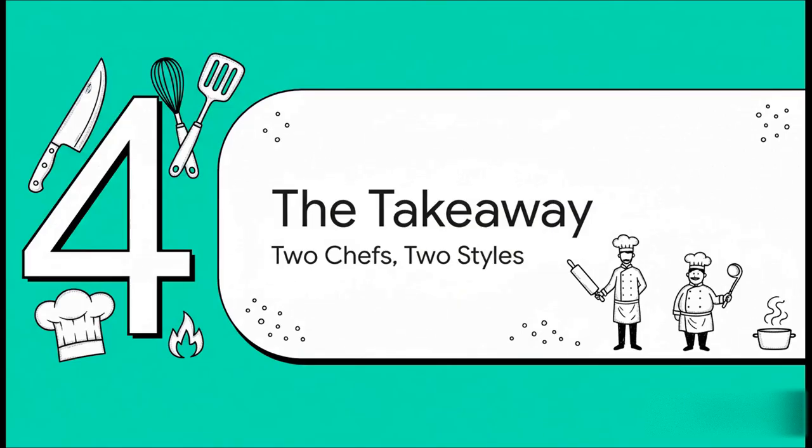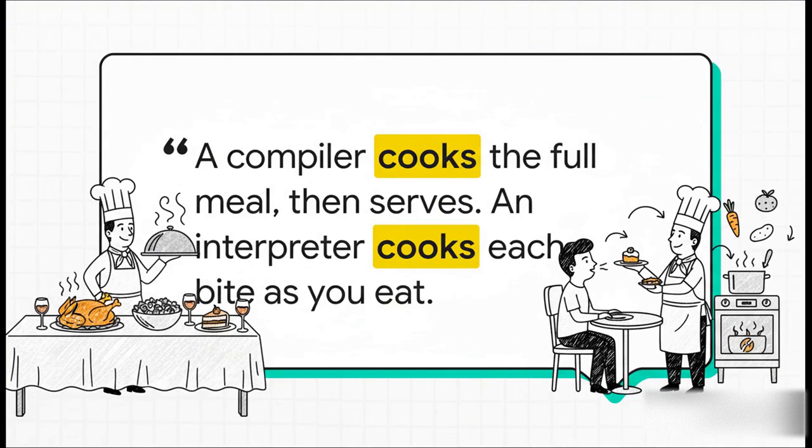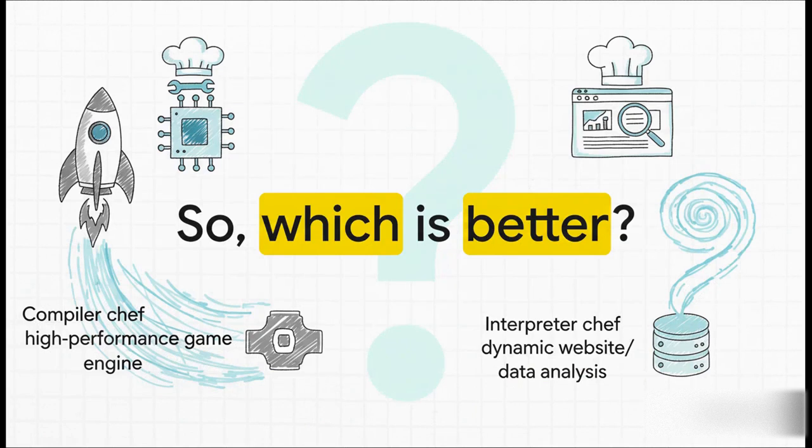So to make all this really stick, let's use one last really simple analogy that I think perfectly captures the difference in their styles. Don't think of them as computer programs. Instead, think of them as two different chefs. I mean, that really says it all, doesn't it? The compiler chef has your entire perfect 3-course meal ready and on the table the second you sit down. It's incredibly efficient to eat. The interpreter chef, on the other hand, is standing right at your table cooking each bite to order right in front of you. It's a much slower meal, but it's incredibly flexible and responsive to exactly what you want in that moment.